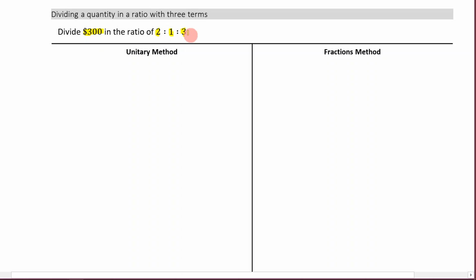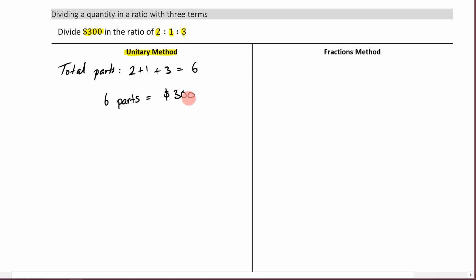So how am I going to do this? Well, let's use the unitary method, and what you're going to find here is that we follow exactly the same steps. The first thing that we do is find the total number of parts. So remember, this is 2 parts to 1 part to 3 parts. So that means I'm going to get 2 plus 1 is 3. Then plus 3 is going to be 6. So that means I have a total of 6 parts. Then what I'm going to say is I know that 6 parts, my total, is going to be equal to the amount of money I have, the total, so $300.